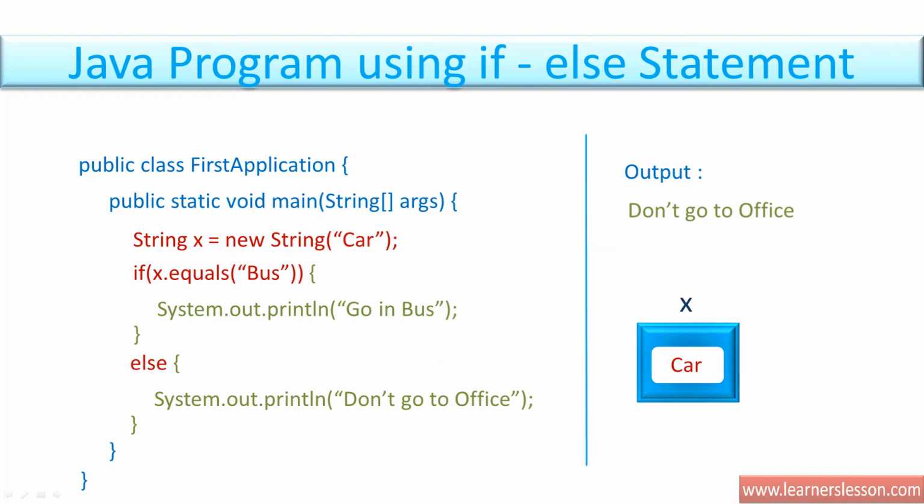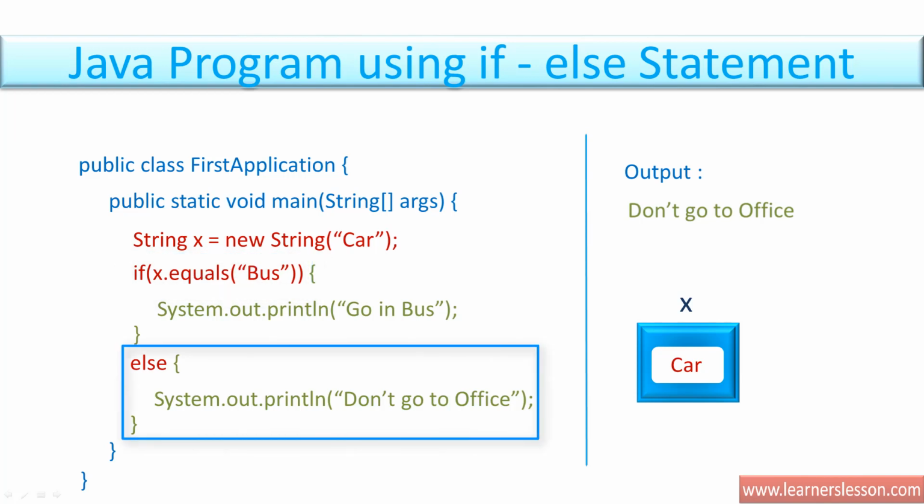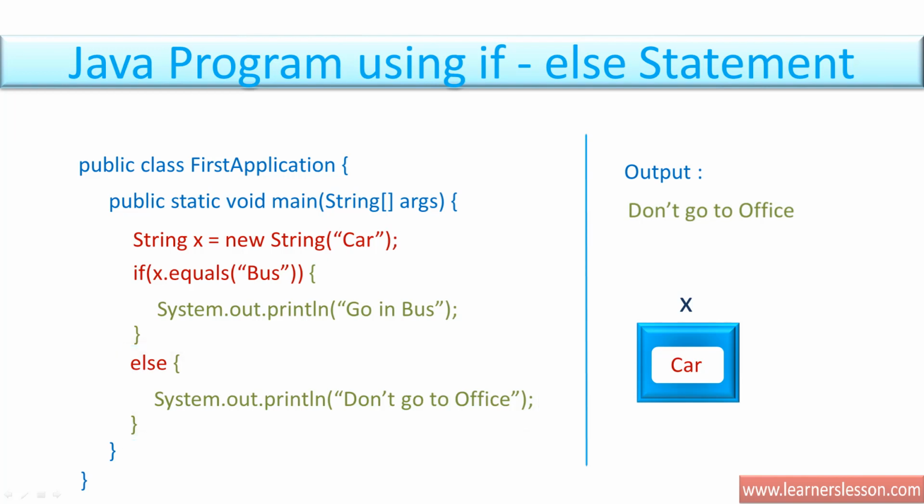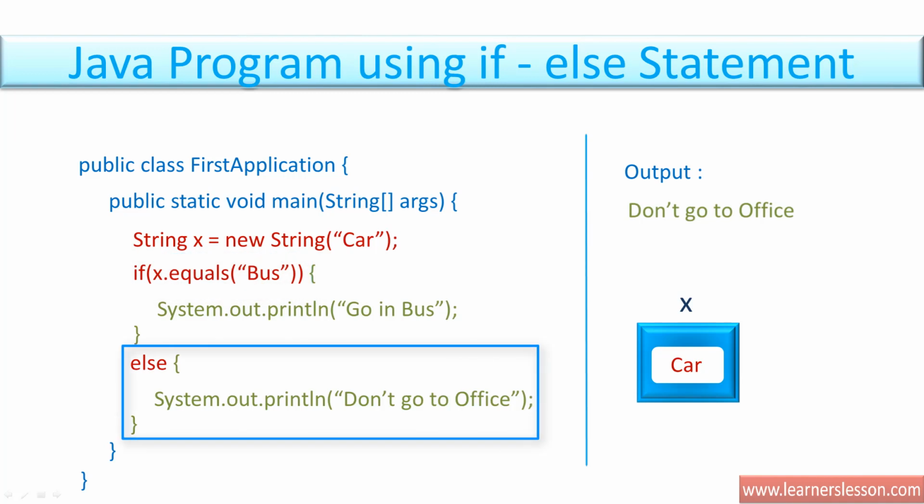And in this example, we have learnt about the else statement. We have seen that if a condition inside the if statement is not true, Java immediately comes to the else statement. And in this case, in the if statement, x dot equals bus, this condition was not true because inside x we had car and inside the parameter of equals method we had bus. So this particular condition didn't match. Java immediately came to the else statement and don't go to office is printed on the screen.